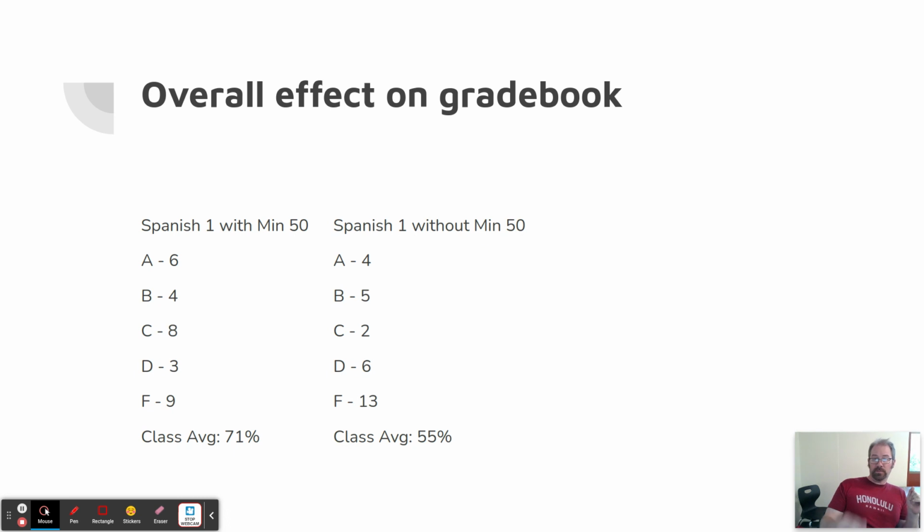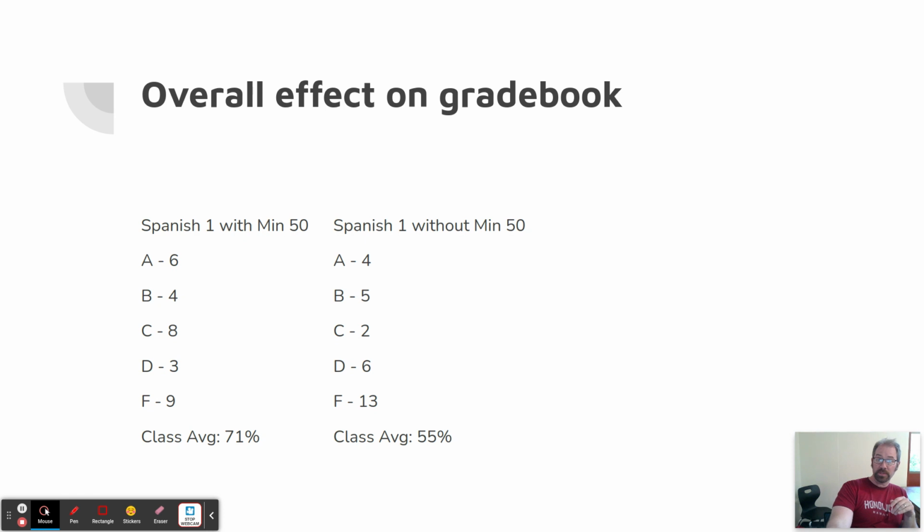Here's my third Spanish 1 class. This is a class that really struggled. There were essentially about a third of the class who never did anything ever. They just refused to work. So this was a very, very difficult class to work with. But you can see that their grades just tank without it, 16% different without the minimum 50%.